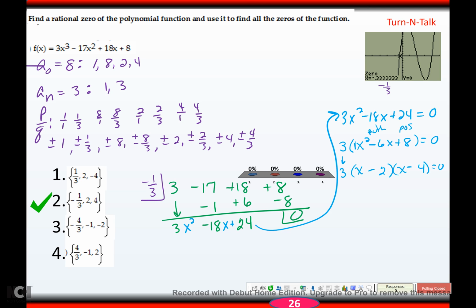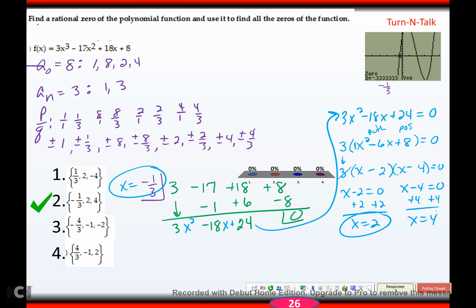3, if I set to 0, doesn't make any sense. It's not a 0 factor, doesn't have an x in it. x minus 2 equals 0, x minus 4 equals 0. Add 2, x equals 2. We already got x equals negative 1/3, x equals 2, add 4, x equals 4. My 3 zeros are negative 1/3, 2, and 4. Which, yes, you could have just read from the graph, but there's the algebra to back it up.